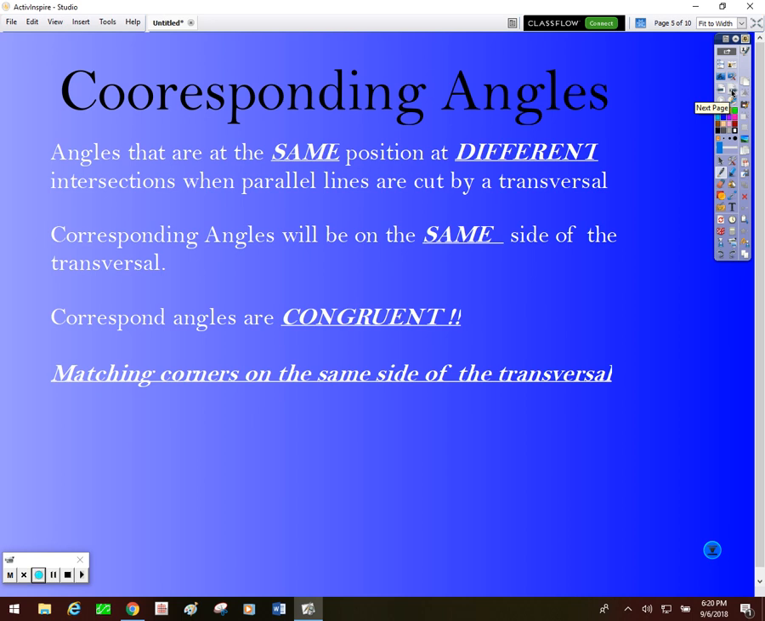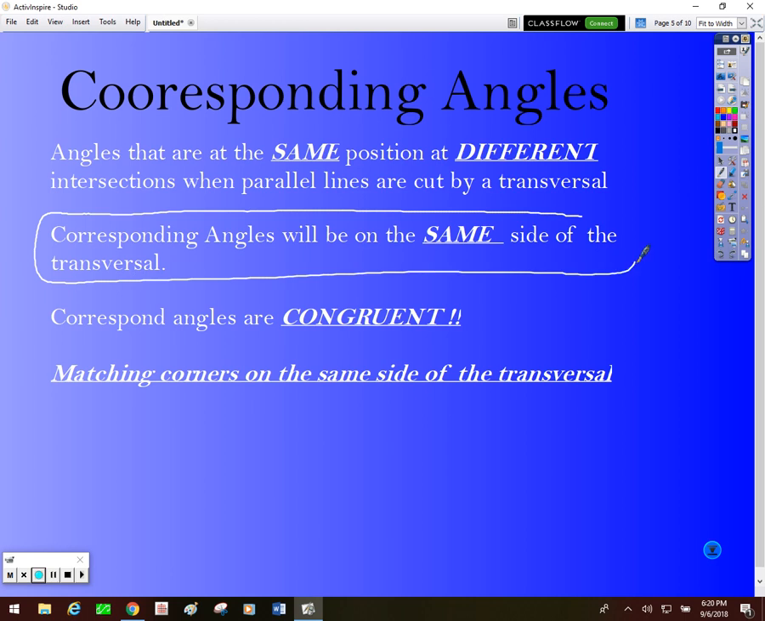Well, this is the one that seems to be giving y'all a little bit of trouble. Remember, corresponding angles are angles that are at the same position at different intersections when parallel lines are cut by a transversal. So in other words, you've got the top intersection and the bottom intersection. Find the ones that go together as far as they are in the same position. Here's a quick hint right here. Maybe this will help some of you that were having trouble.